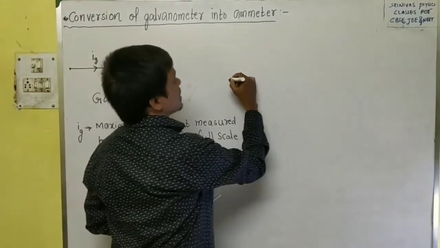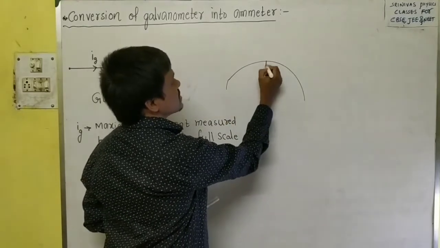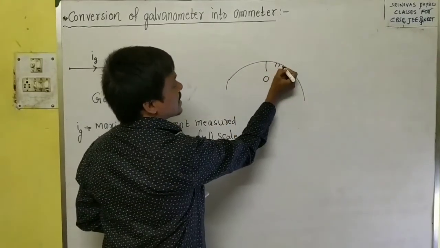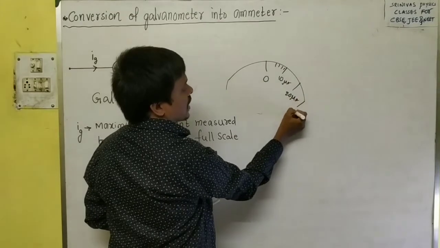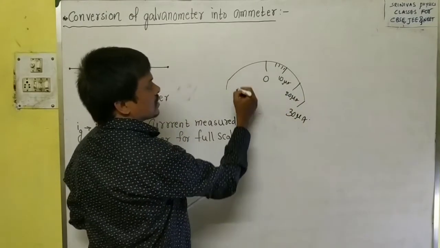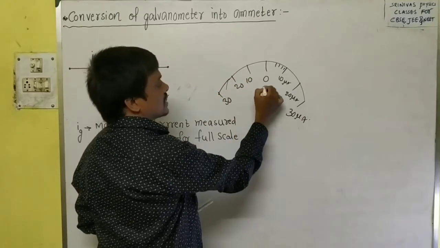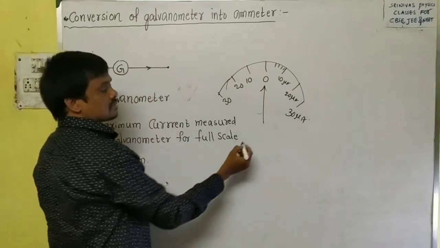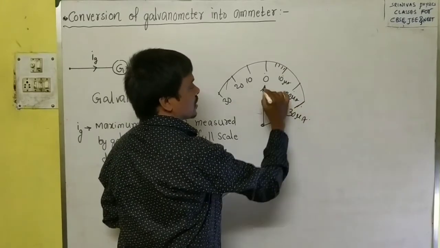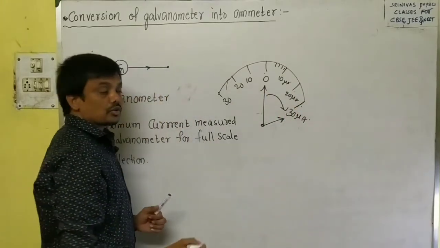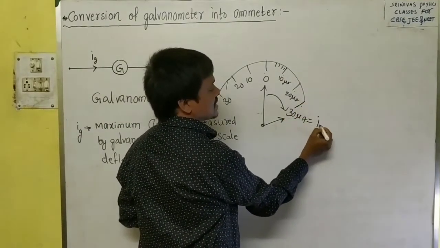Let us consider this is a galvanometer. This galvanometer has 0 at the center, and on this side the readings are 10 microamps, 20 microamps, and maximum 30 microamperes. At the center it will be 0, and the maximum reading is this one: 0, 10, 20, 30. This is the maximum for the full scale deflection. The maximum current shown by the galvanometer is 30 microamperes. This 30 we can take as Ig.